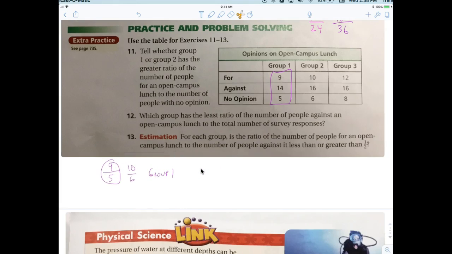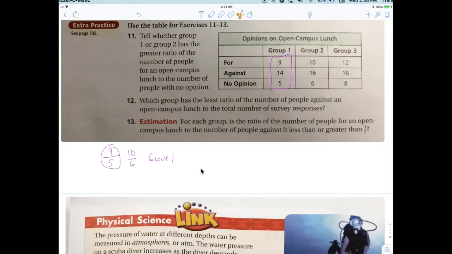Number 12. It says, which group has the least ratio of the number of people against an open campus to the total number? We have to check all 3 groups, right? So how many for group 1? 14. 14 out of how many? 28. So 14 out of 28. That's group 1. Does everybody see that? Girls, you know what I'm doing, right?